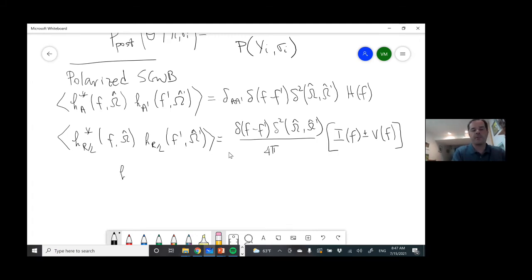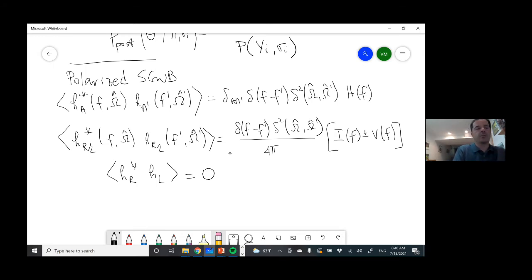And then if we have H R with H L, this 2-point correlation would be 0. So the 2-point correlation between the right and the left waves will vanish. But if we have two right polarized waves, the strain power will be different than if we have two left polarized waves.